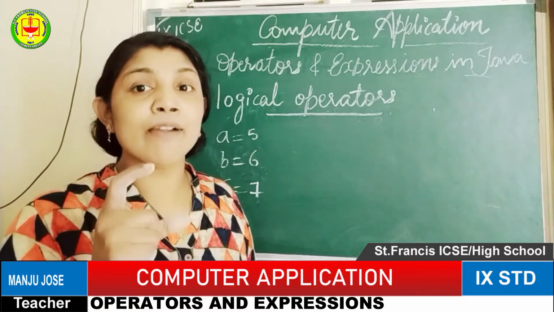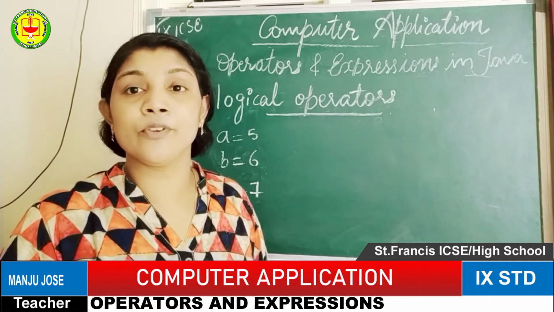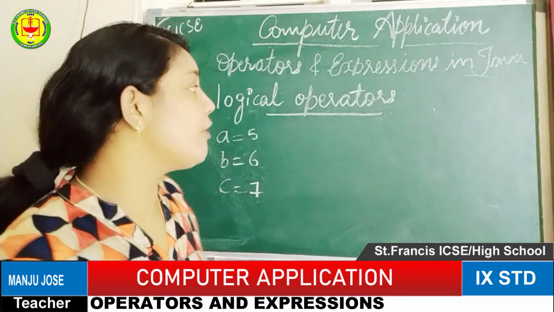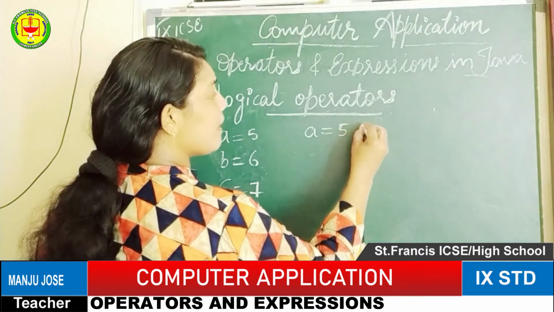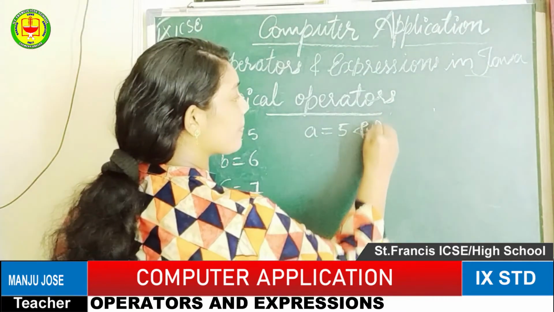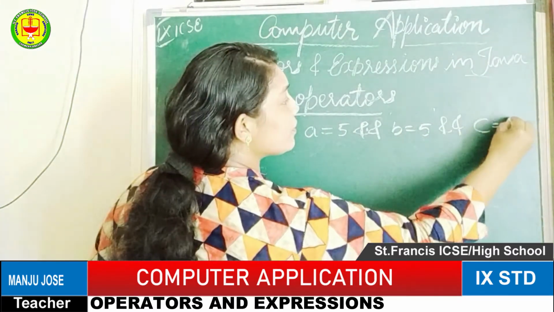Okay, if any one will be wrong, it will not evaluate. That means we will get a wrong output, the false part. How it will be, we can see. So a equal to 5 and b equal to 5 and c equal to 5.